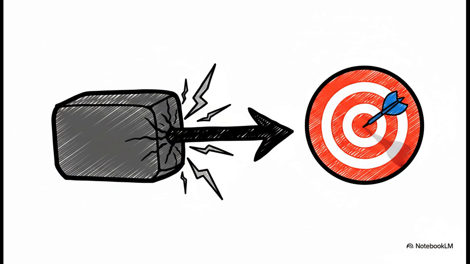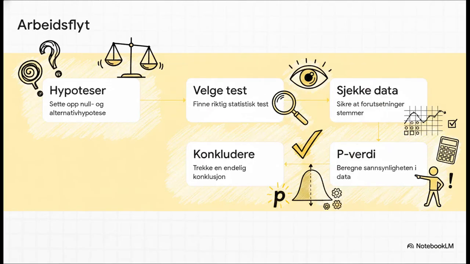The really interesting part here is that we aren't trying to prove H0 is right. Instead, we're gathering data to show that H0 is highly likely to be wrong. If we can do that, we're logically left with the alternative hypothesis as the only conclusion standing. So, how do we pull this off in practice?